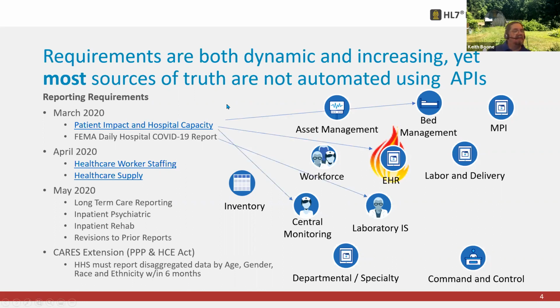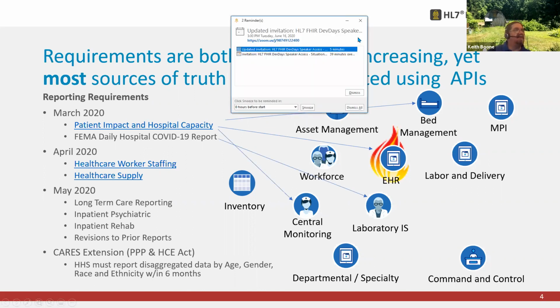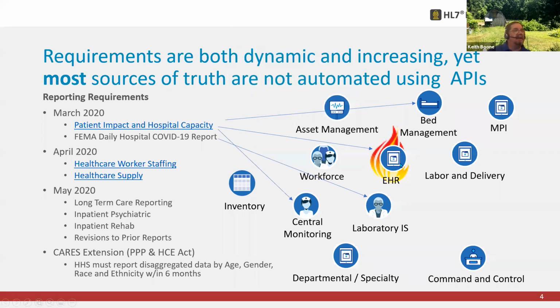Now, if we look at the systems that are going to have that data, some of that data is going to show up in the EHR. Some of it might be in bed management systems. Some of that data is going to be in central monitoring or in asset management systems if you're trying to understand how many ventilators are available in a hospital. Others are going to be in laboratory information systems, and often well before that data ever makes it to the EHR.